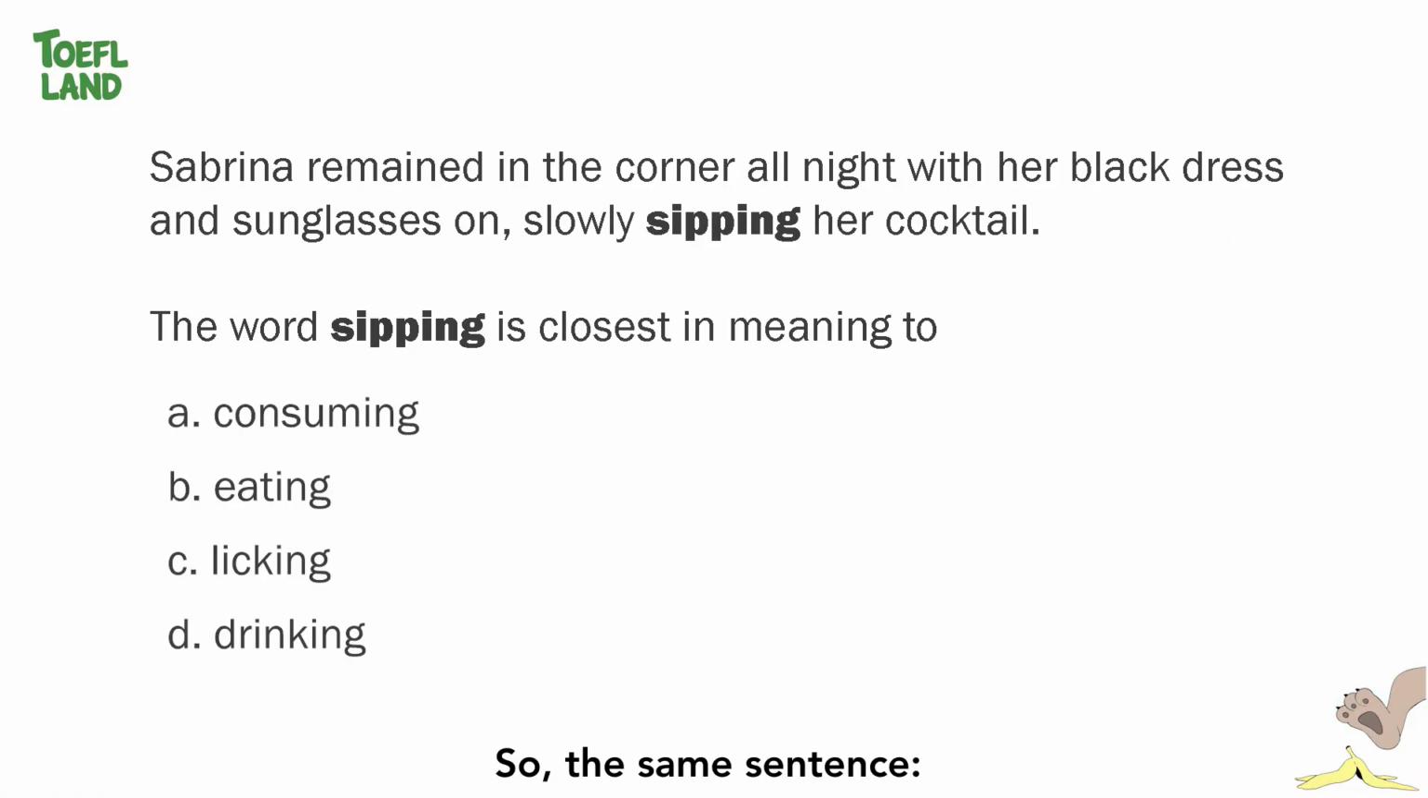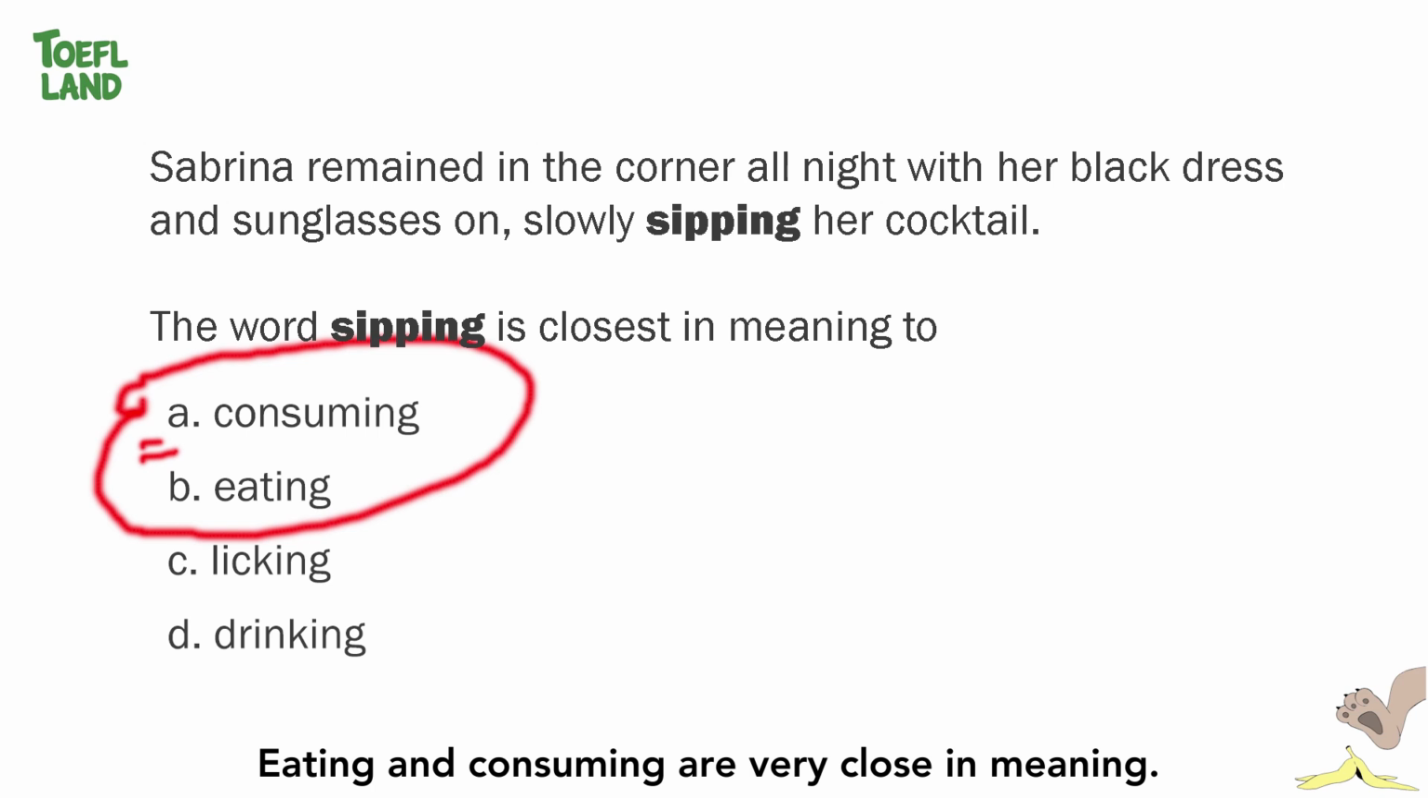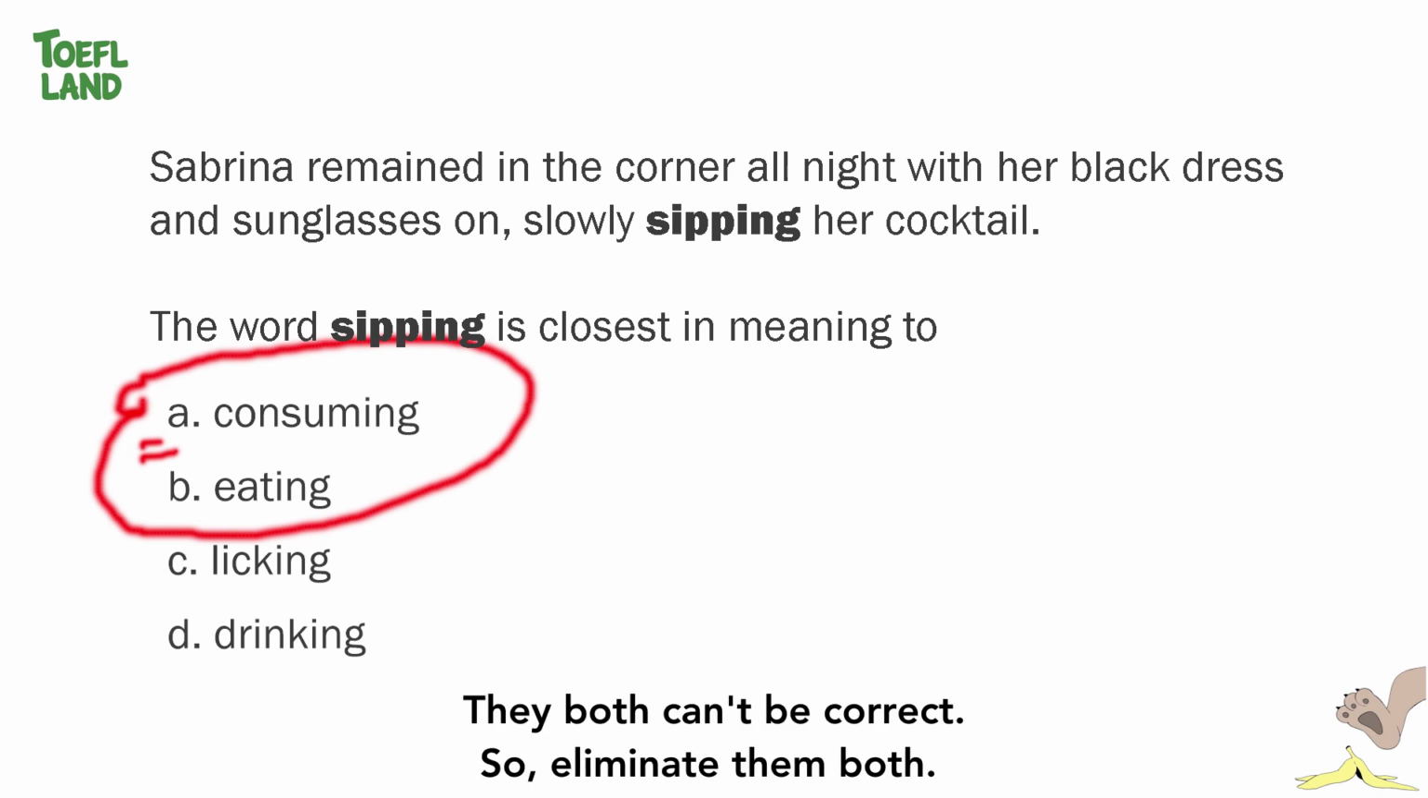So the same sentence, right? Sabrina is sipping her cocktail. The word sipping is closest in meaning to A, consuming, B, eating, C, licking, and D, drinking. Do you see how answer choices A and B are similar? Eating and consuming are very close in meaning. They both can't be correct, so eliminate them both.